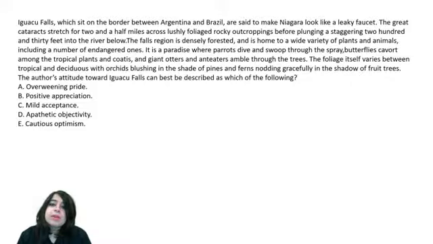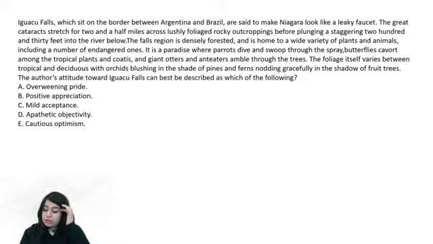It is a paradise where parrots dive and swoop through the spray, butterflies cavort, and among the tropical plants, coatis, giant otters and anteaters amble through the trees. The foliage itself varies between tropical and deciduous, with orchids blushing in the shades of pines and ferns, nodding gracefully in the shadow of fruit trees. The author's attitude can be best described as the following.